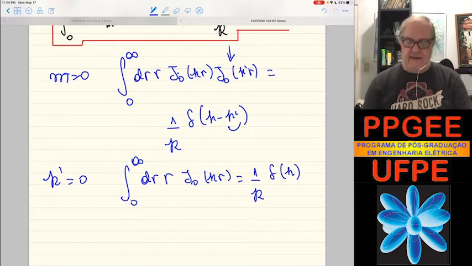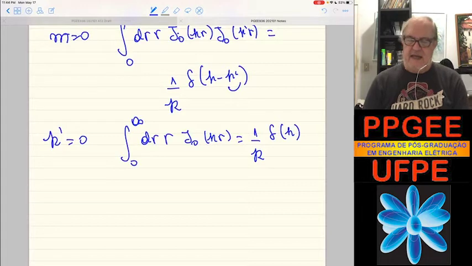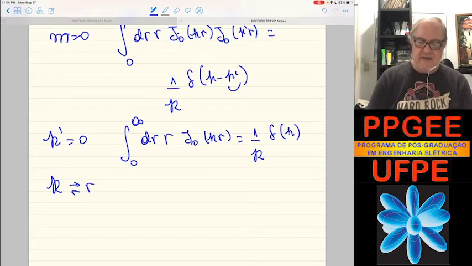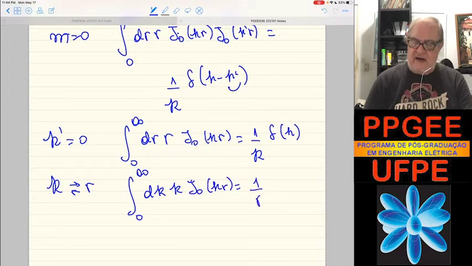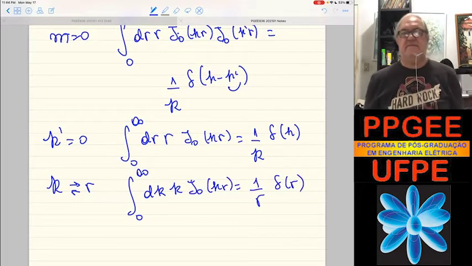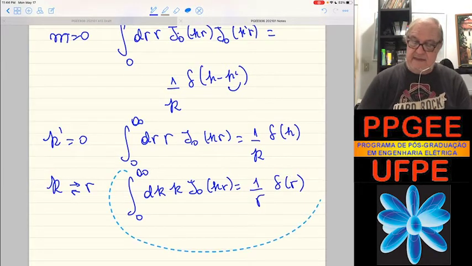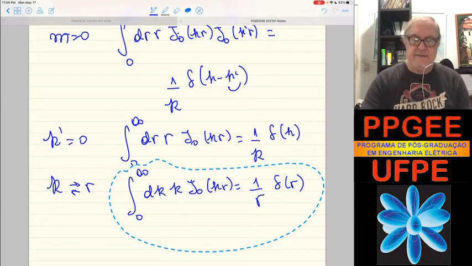So now the last thing I have to do is to exchange k with r, right? So we're going to have the integral from 0 to infinity of dk times k, J0 of kr equals 1 over r delta of r. Okay? So that's the relation we get from our completeness that we derived in a previous lecture.